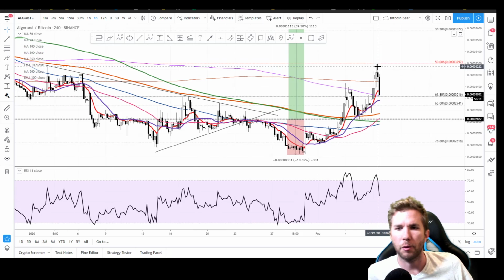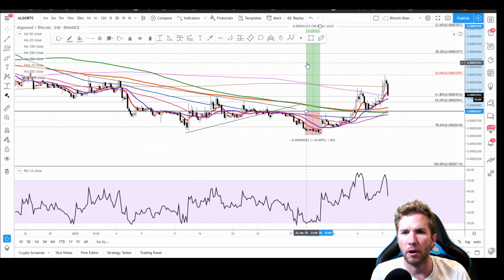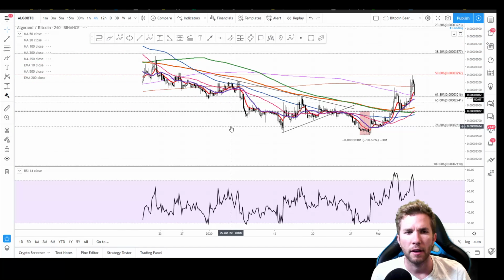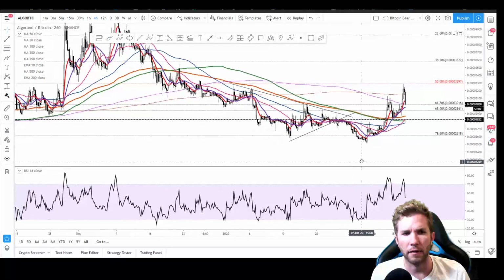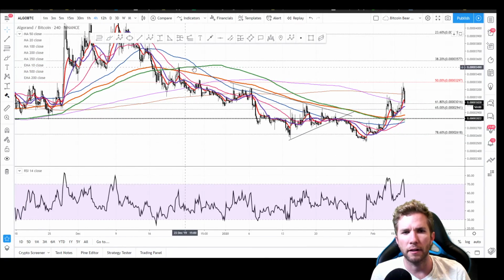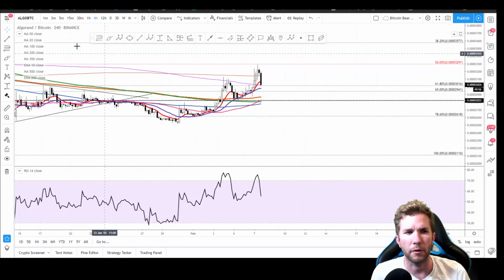Algo selling off pretty hard. I'd be cautious on altcoins right now. The market is selling off a bit, which was kind of to be expected after the strong rallies. But again, this 200 period moving average looks pretty darn good for a retest.